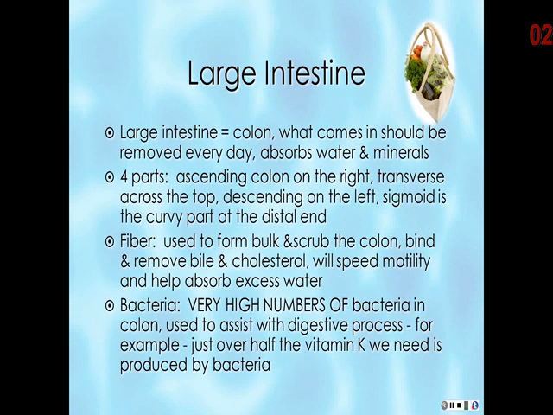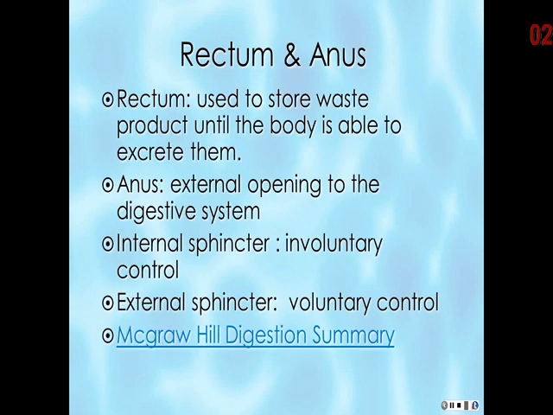Bacteria are present in very high numbers in the colon and are important in assisting in the digestive process. Just over half the vitamin K we receive is produced by bacteria in our gut. The rectum is a pouch at the distal end of the digestive tract used to store waste products until the body is able to excrete them. The anus is the external opening to the digestive system. This tube also has an internal and external sphincter muscle. The internal sphincter is under involuntary control, while the external sphincter is under voluntary control.